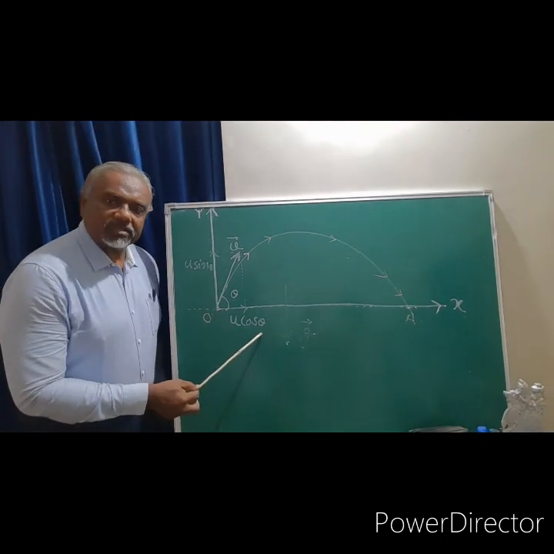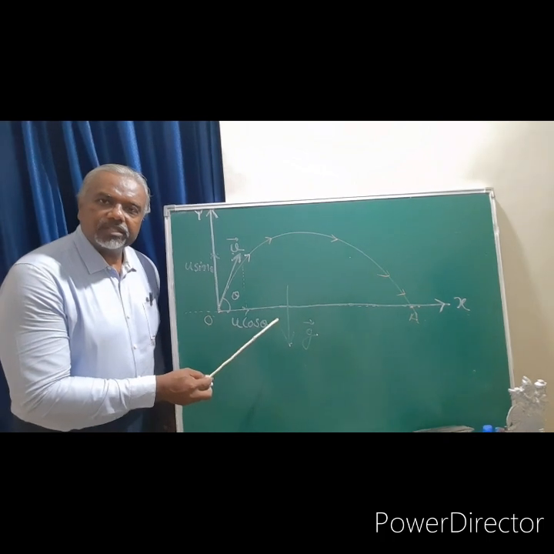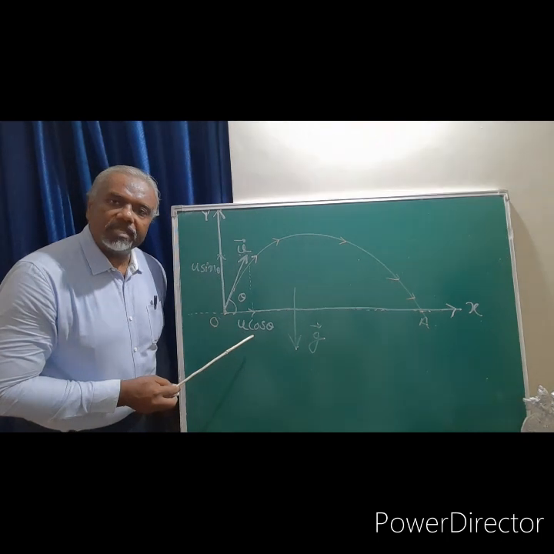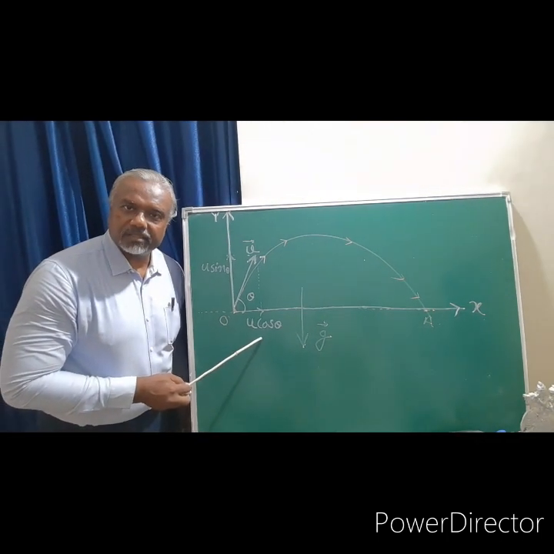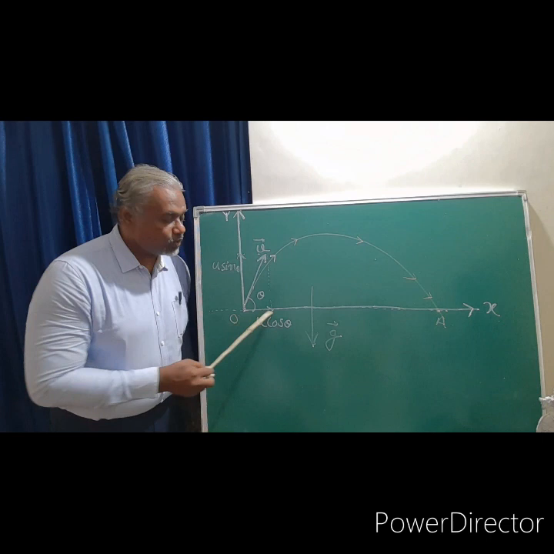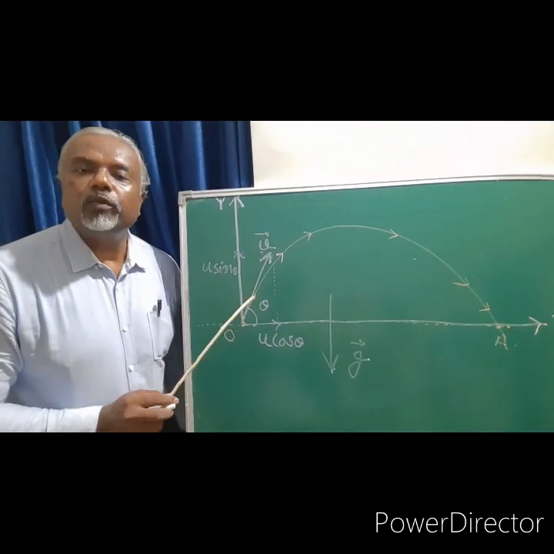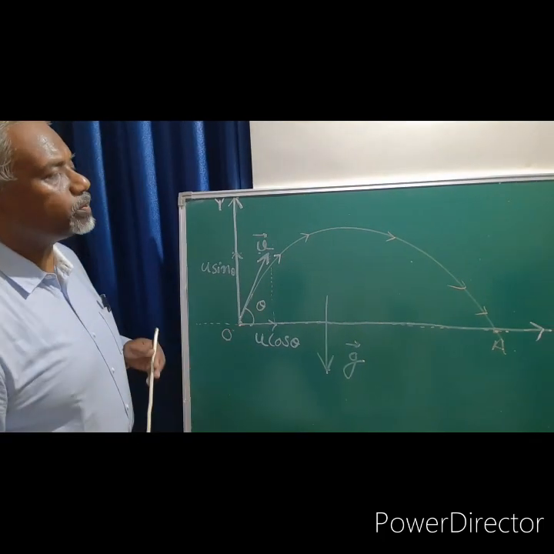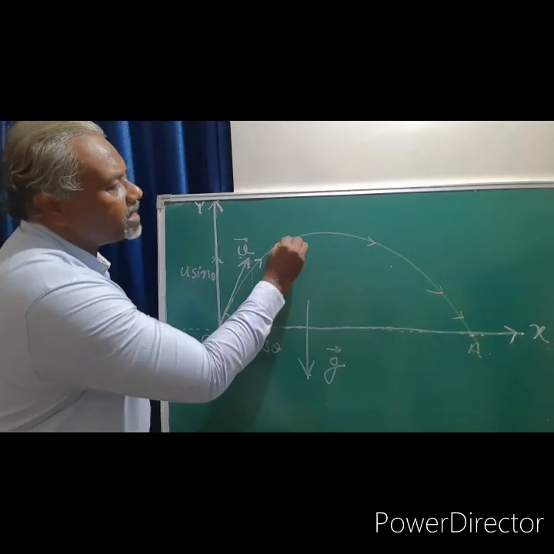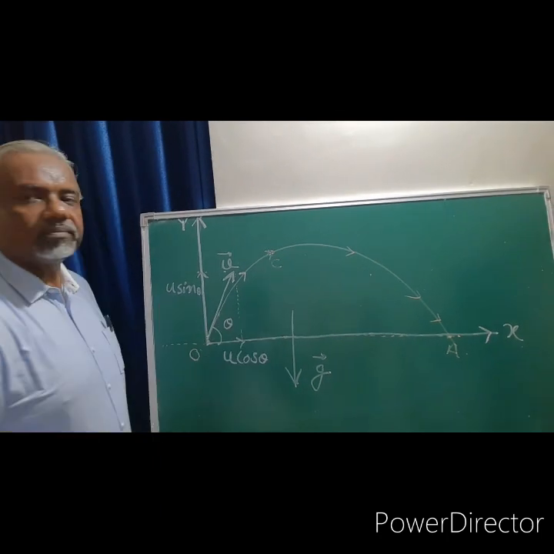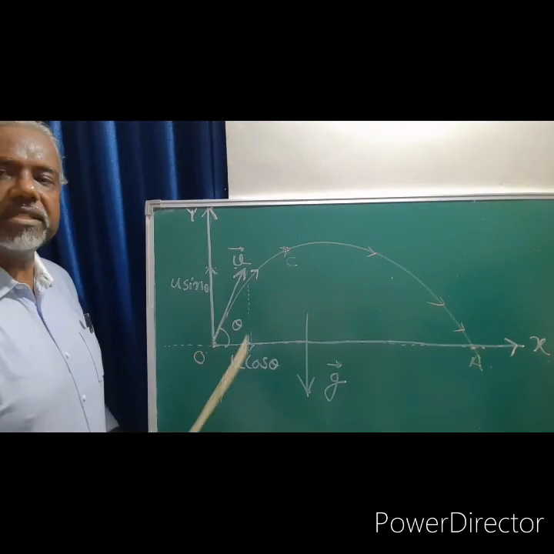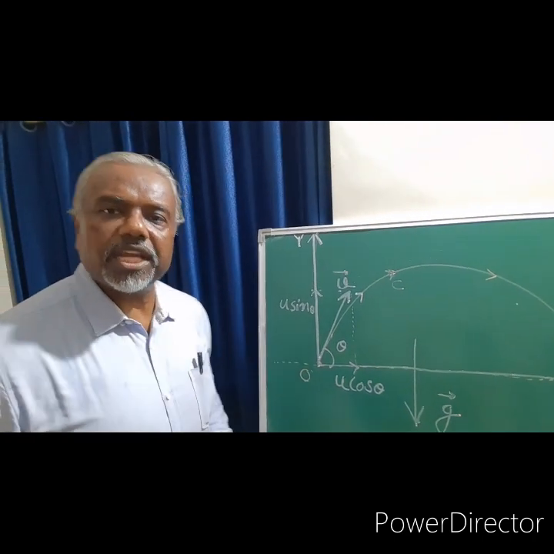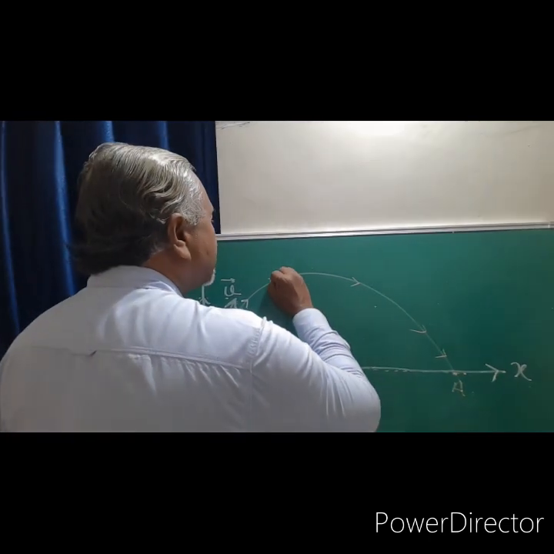So u cos theta and gravity are at right angle to each other. Therefore, no work is done by gravity on this component of velocity. Naturally, this value u cos theta will not change. Let us see what happens at this point. I mark this point as, say, C. So when projectile is at point C and I am interested in finding its velocity at point C, so draw tangent at point C.